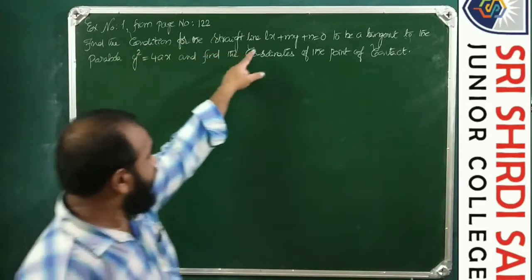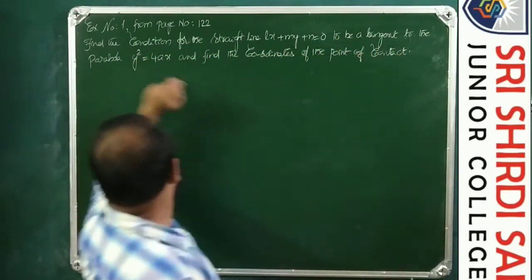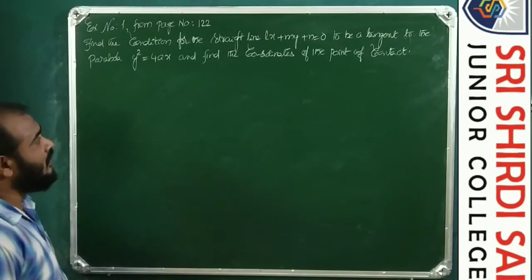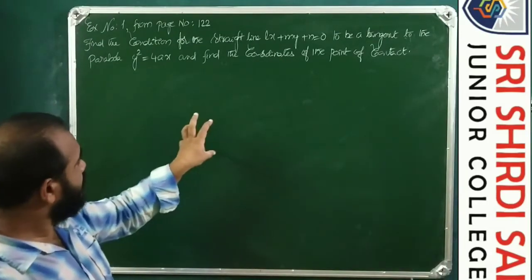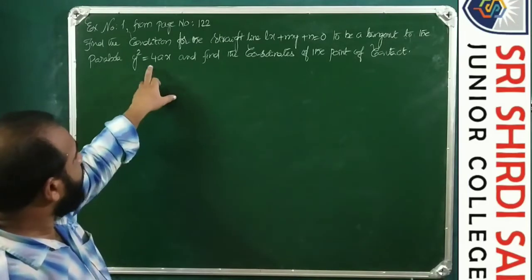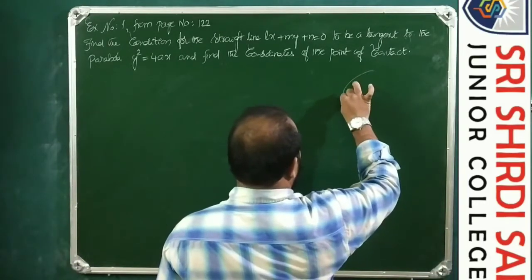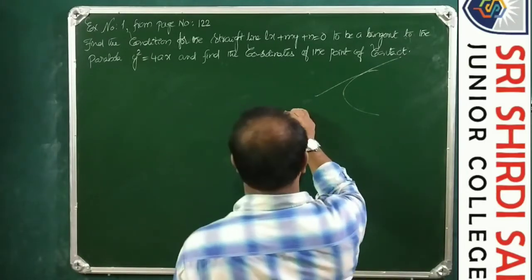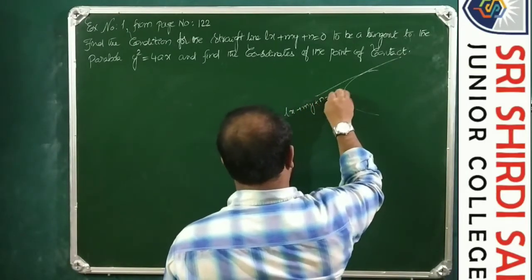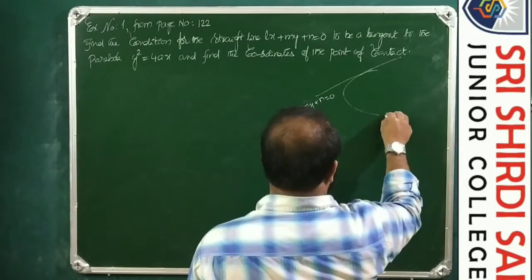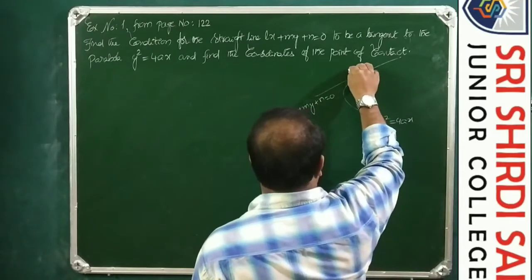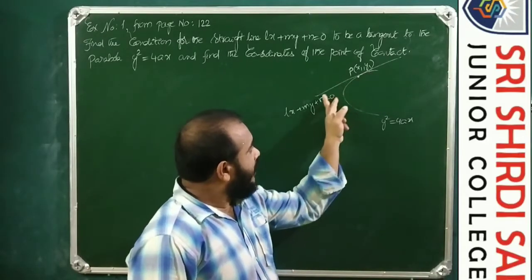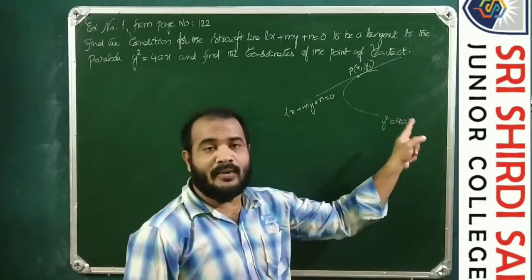Find the condition for the straight line Lx plus My plus N equals 0 to be a tangent to the parabola y square equals 4x, and find the coordinates of the point of contact. This can be done in one way. The parabola is given, and this line is given: Lx plus My plus N equals 0, and this is y square equals 4ax. Let P (x1, y1) be the point of contact of both the parabola and the line. Therefore this is said to be a common tangent for both of them.